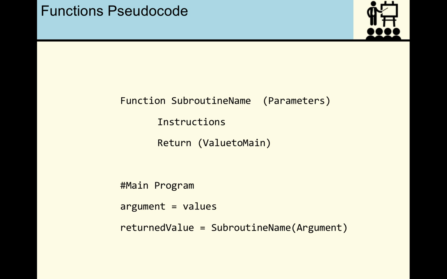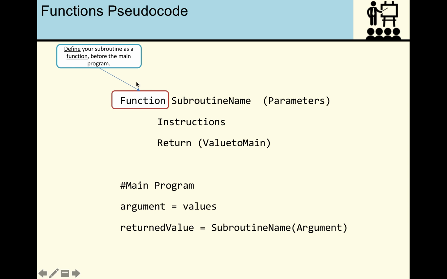This is just an example using pseudocode, and I'm going to decompose each of the elements and abstract, focusing on the relevant details, to help you understand how functions work. The first detail is that you define your subroutine as a function before the main program. This block of code here is my function, and I'm defining it before my main program.